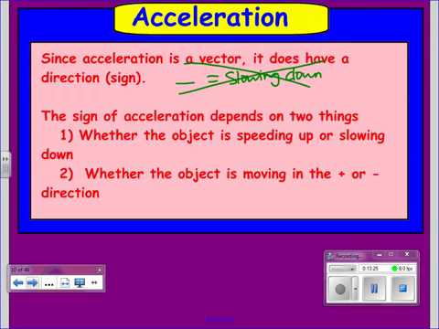Remember, negative is a direction. It has nothing to do with the magnitude of the actual measurement. So negative could just mean it's going north, or maybe going south. That's all that means. So in order to determine the sign of acceleration, it depends on two things. Number one, you have to figure out, is the object speeding up or is it slowing down? Secondly, you have to figure out, is the object moving in the positive direction or the negative direction? Once you know those two things, you will then be able to figure out the sign of acceleration.